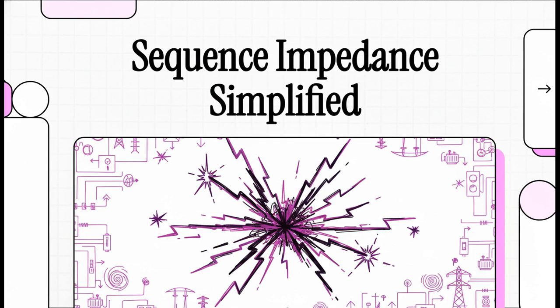Today, we're going to demystify power grid faults by mastering a foundational concept. It's basically our ultimate problem-solving hack, and it's called sequence impedance. So let's dive right in.